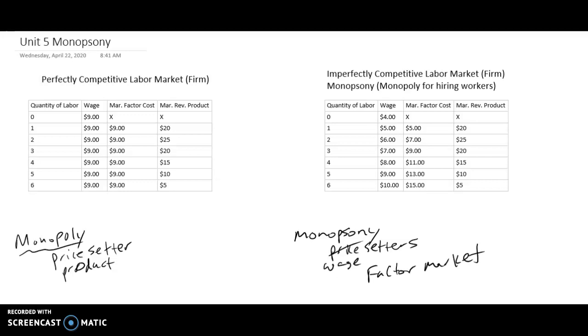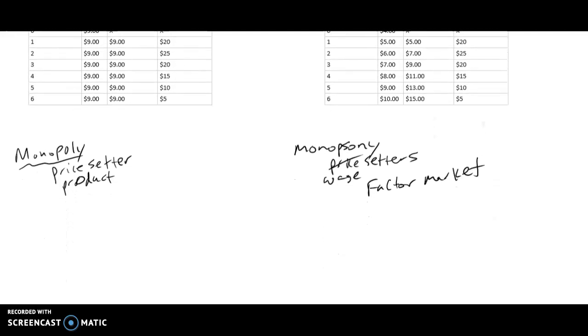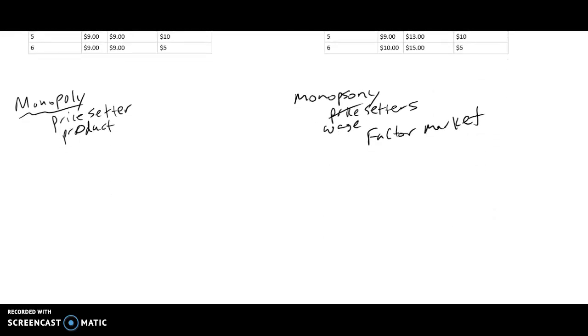One of the most important concepts to get from this is why, for a monopoly, the demand curve is not equal to the marginal revenue curve. And for a monopsony, we'll understand why the supply curve is not equal to the marginal factor cost. But this idea of being a price setter or a wage setter is probably the most important thing. So we want to be able to compare these two things, monopoly and monopsony.